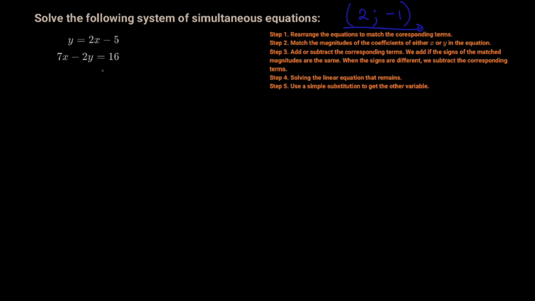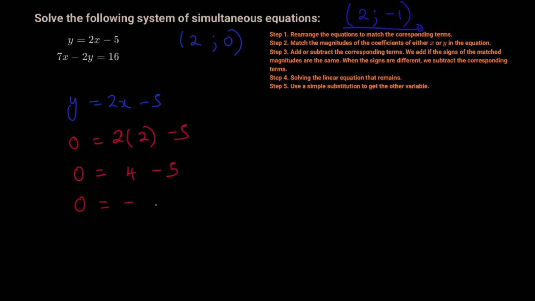I want to actually show you. Let's say we had gotten 2 and 0, okay? So let's say you made some mistake somewhere, and then you get 2, 0 here. What you have is y equal to 2x minus 5, and then your y equal to 0 here is equal to 2 multiplied by 2 minus 5. Then you'd have 0 equal to 4 minus 5. 4 minus 5, you get negative 1, and there is no way 0 is equal to negative 1. That means you have made a mistake somewhere.